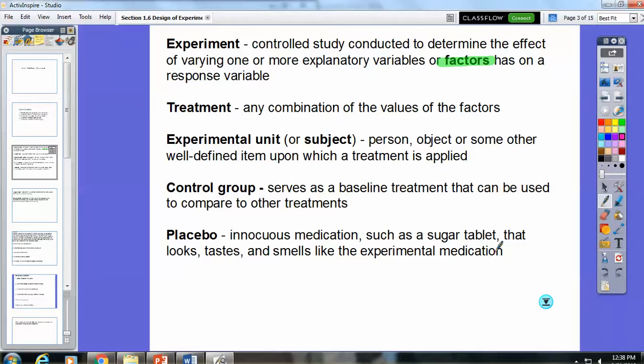So, what would be the explanatory variables or the factors? The daily quizzes, the ones I'm giving you. What's the response variable? Your test scores. So the thing you manipulate, those are the factors or explanatory variables. The thing you measure is your response. The treatment is any combination of values of these factors.